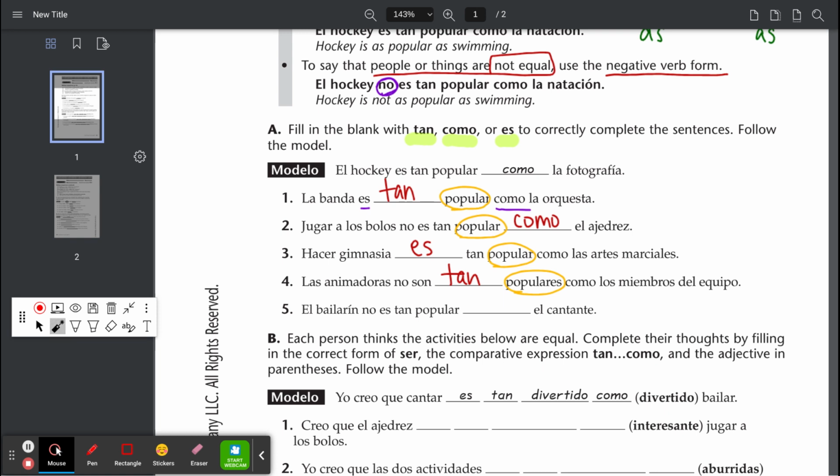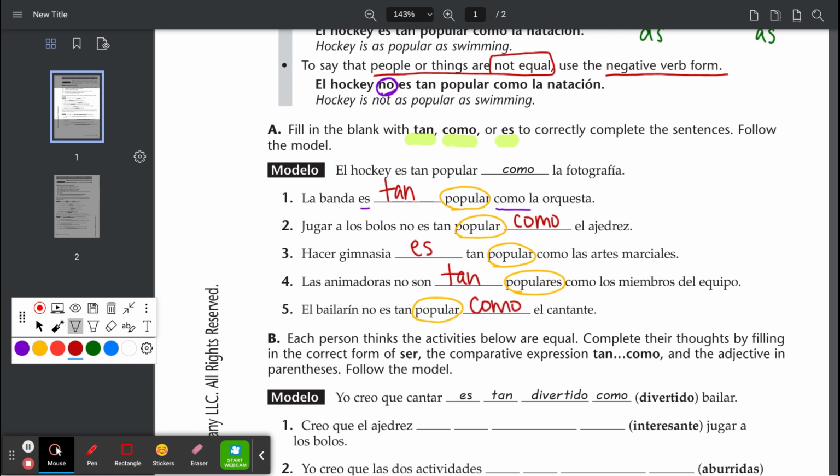Number 5, el bailarín no es tan popular, blank, el cantante. So again, our adjective is popular. We have es and we have tan, and this is a negative verb form, so we don't believe it is as popular. The dancer is not as popular as the singer, so we're missing the word como.